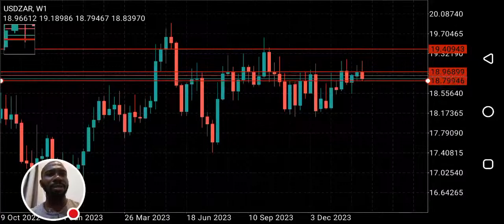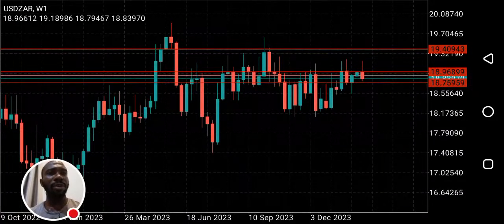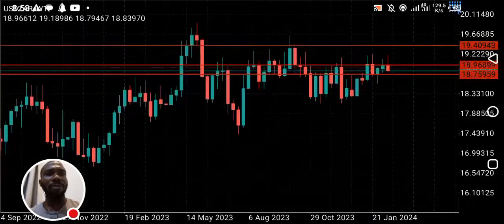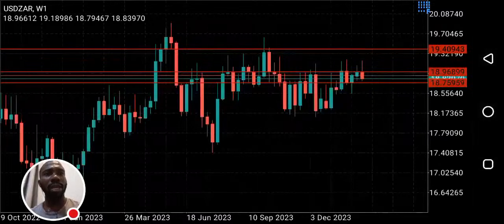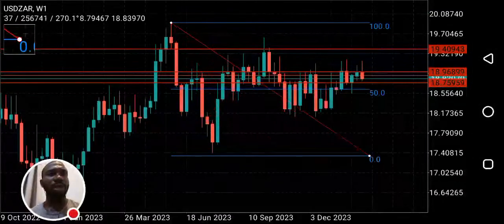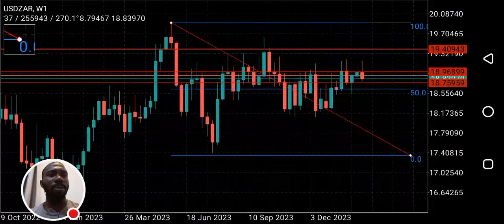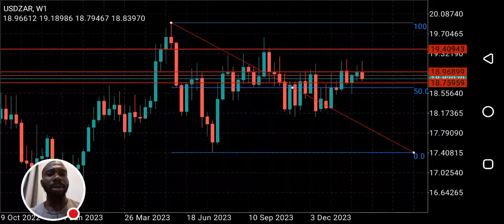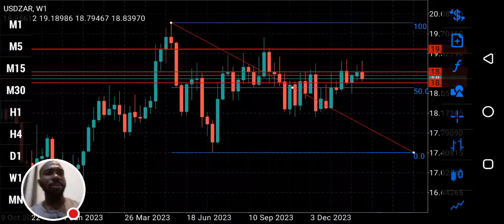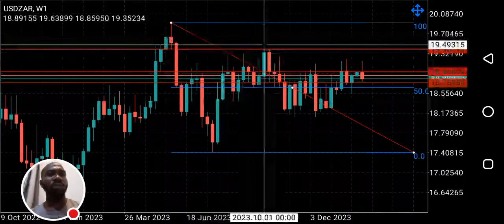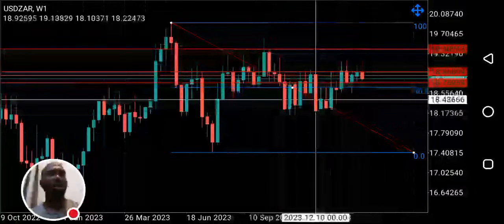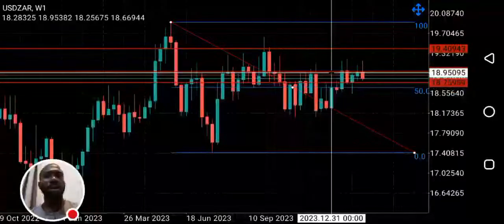It has been filled. Also, if we apply Fibonacci from this swing high to this swing low, you can see that price has already pulled back to a premium level. So this is a bearish setup on USD ZAR.